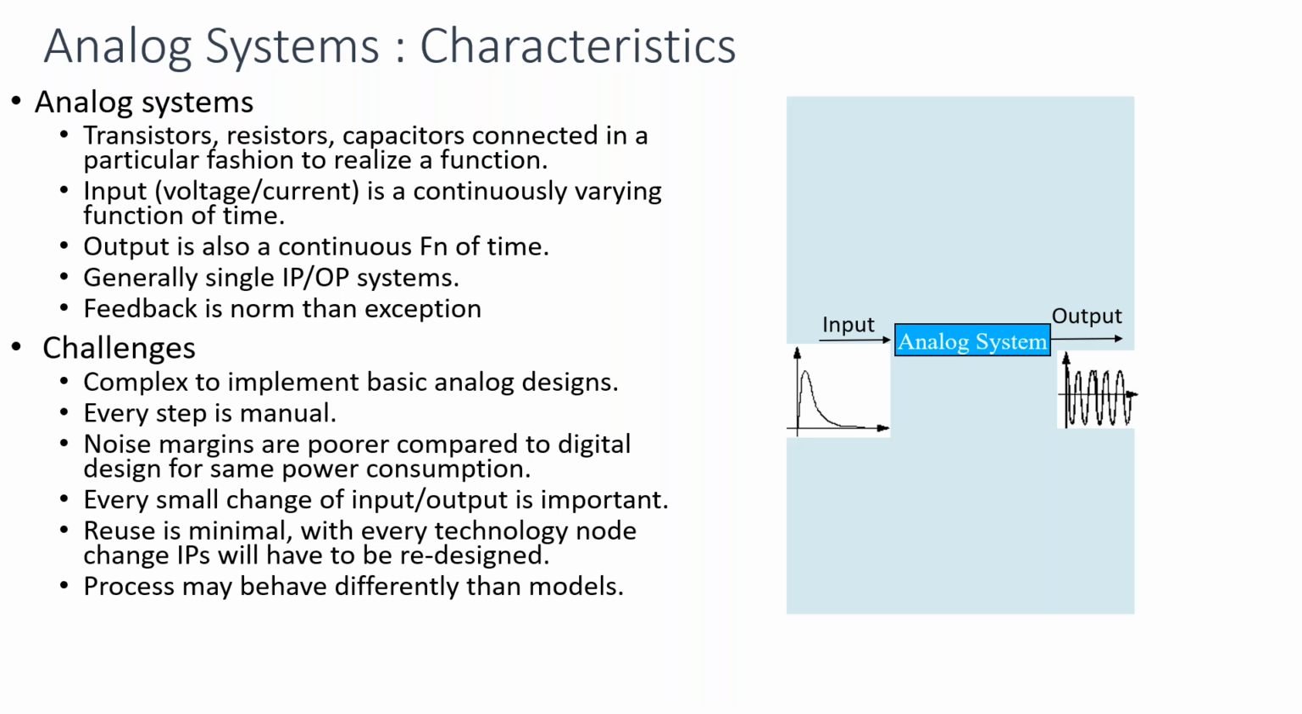Now, the noise margin is poorer. When I say noise margin, you should always consider it in terms of power. So why is noise margin poorer? Because if you want to improve the noise margin of an analog system, it can be shown, and it's not very hard to show, that you need to burn 4x power. But in a digital system, to increase the signal to noise ratio by 2x, you just need to add 1 bit. That's the one huge advantage of a digital system, and that's why digital systems were invented in the first place.